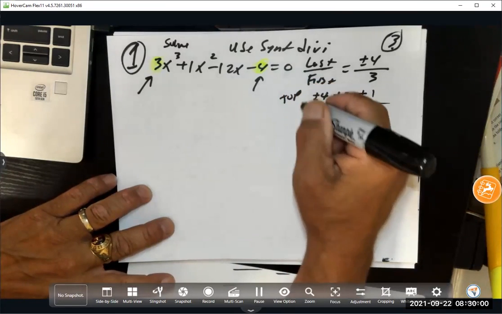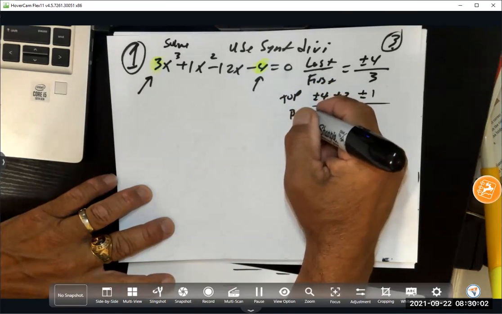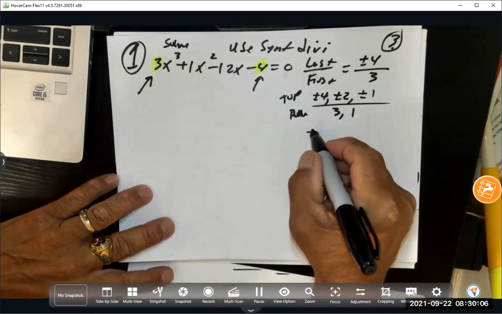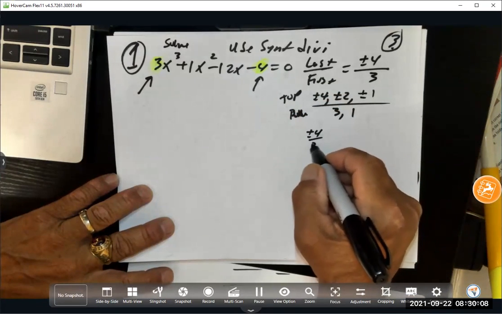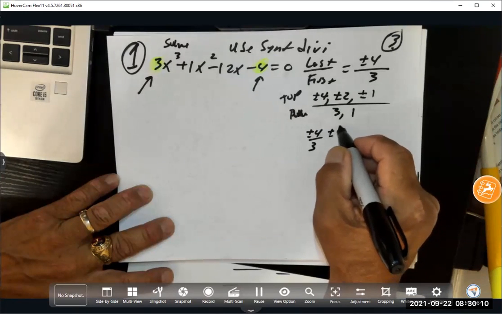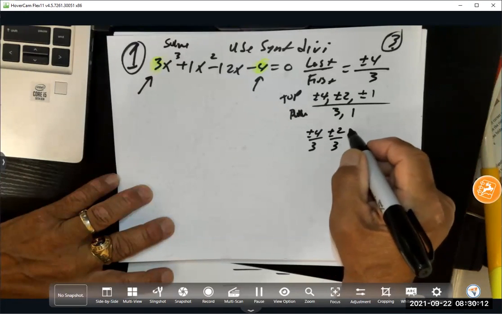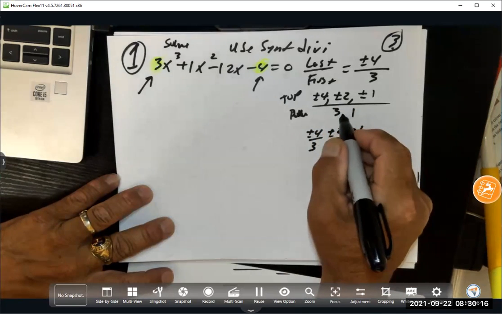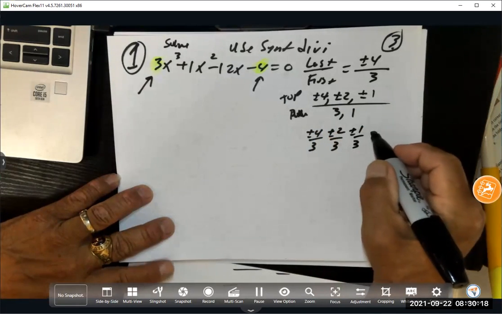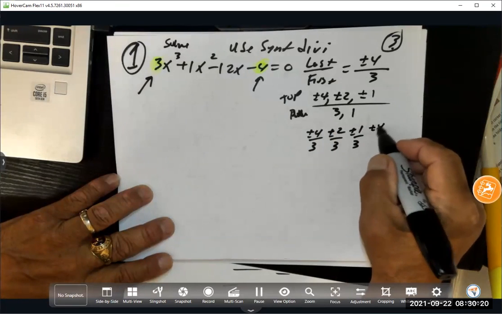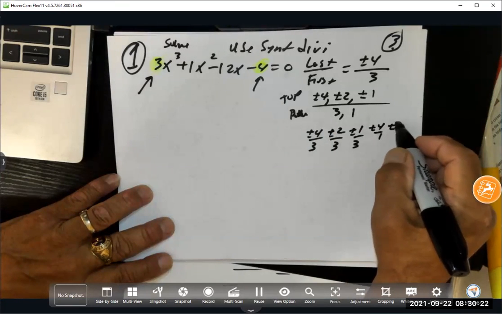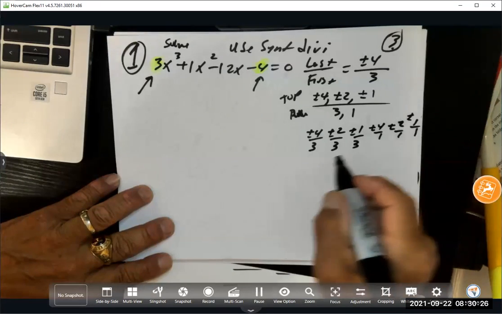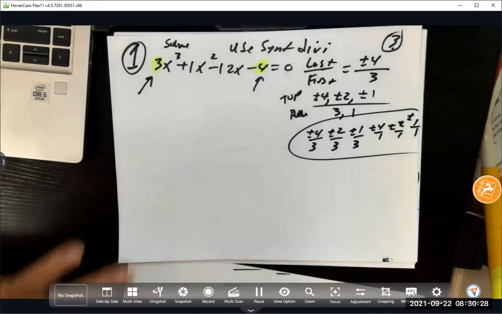Something from the top and something from the bottom. So we're going to have plus or minus 4 over 3, plus or minus 2 over 3, plus or minus 1 over 3. Next one, plus or minus 4 over 1, plus or minus 2 over 1, and 1 over 1. Okay, so I have all these possible numbers right here.